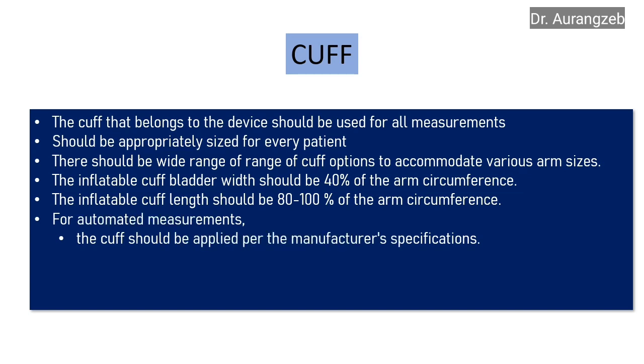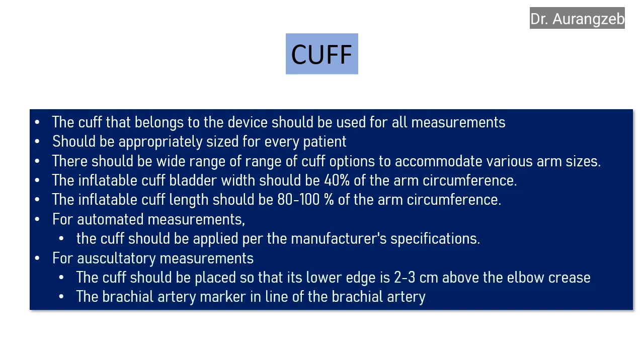For automated measurements, the cuff should be applied per the manufacturer's specifications. For auscultatory measurements, the cuff should be placed so that its lower edge is 2 to 3 cm above the elbow crease, the cubital fossa, and the brachial artery marker in line of the brachial artery. These are the important things that you should remember about the cuff.